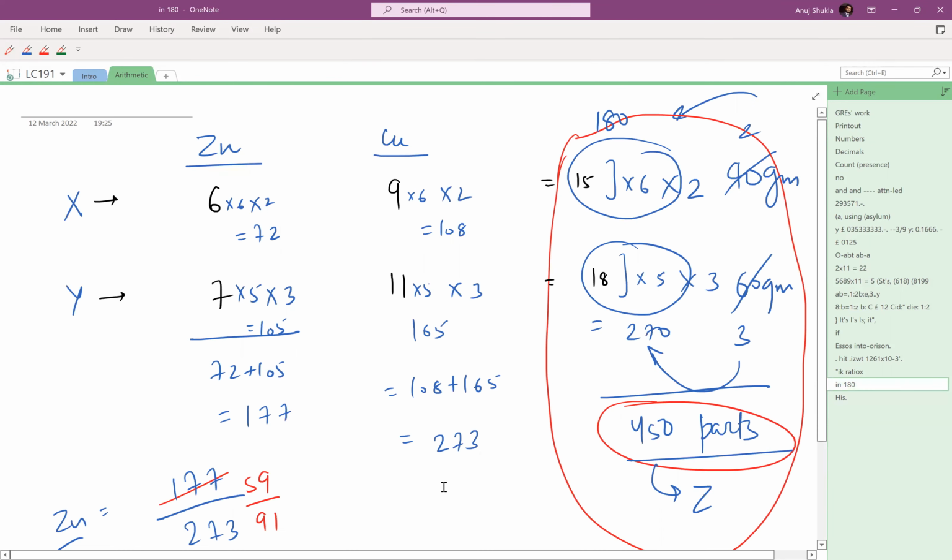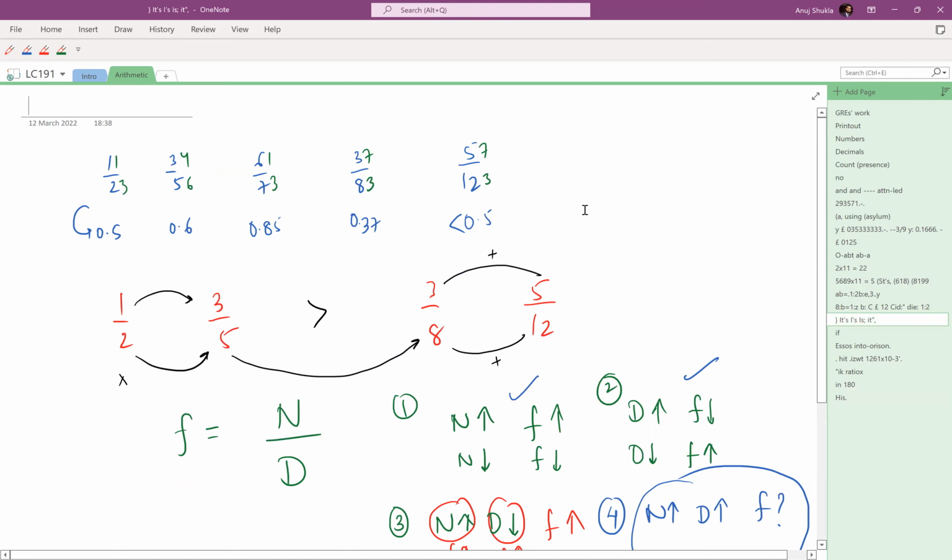If I say 253, what is the 10% of it? You just move the decimal point one place to the left, that is 10% of it. Suppose 253, what is 1% of it? Two places from the right-hand side, 2.53 will be.